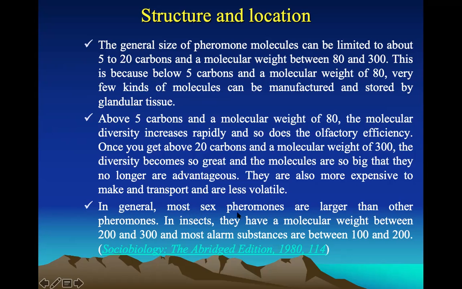In general, most sex pheromones are larger than other pheromones. In insects, they have a molecular weight between 200 and 300, and most alarm substances are between 100 and 200. That means pheromones are not only used for mating. In some cases, insects and other organisms produce a pheromone signaling molecule to warn others, called alarm pheromones. Alarm, to give the alarm.